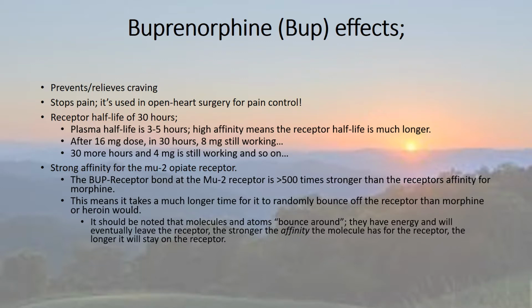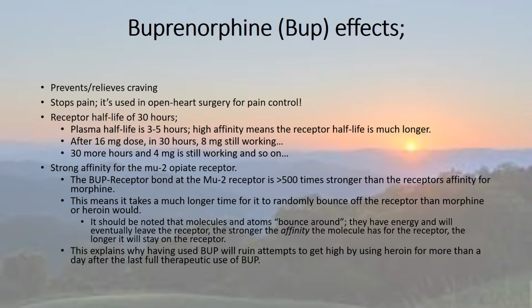The stronger the affinity the receptor and molecule bond is, the longer that receptor will be occupied by a given agent. This explains why having used bup will ruin attempts to get high by using heroin for more than a day after the last full therapeutic dose of buprenorphine has been taken.